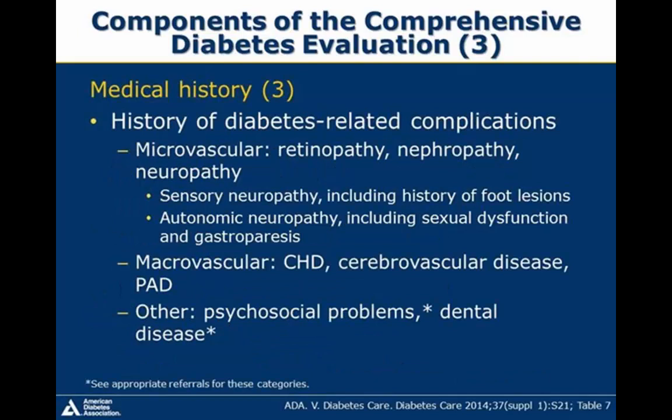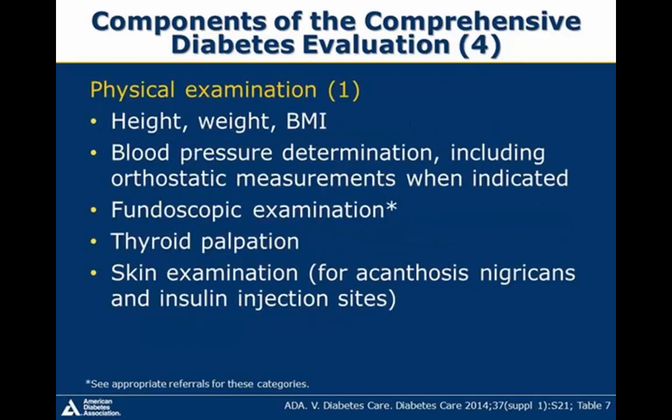History of diabetes related to complications. Do you have peripheral neuropathy? Do you have any type of sexual abnormality? Any sexual dysfunction should be screened for diabetes as well. Any gastroparesis, any macrovascular process. Have you had a CVA? Have you had an MI? Any psychosocial problem? Any gingivitis?